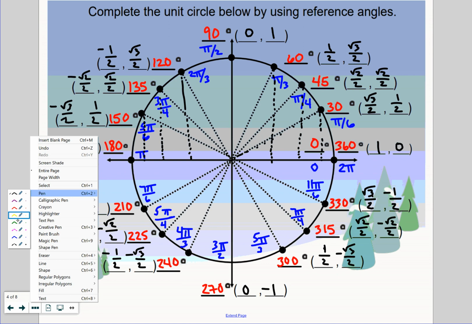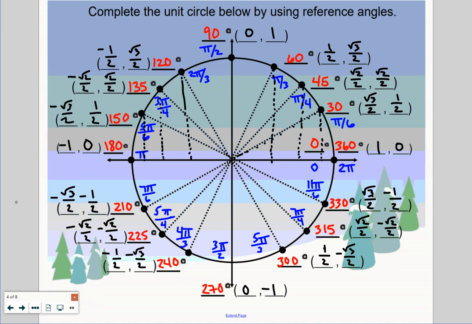So let's say I wanted to know the cosine of 315. I'm going to find 315, and I know cosine is always the x coordinate on this circle. So my answer would be rad 2 over 2. Let's say I wanted to know the sine of 2 pi over 3. So I'm going to find 2 pi over 3. That's up in quadrant 2. I know sine is the y coordinate, and I get rad 3 over 2.